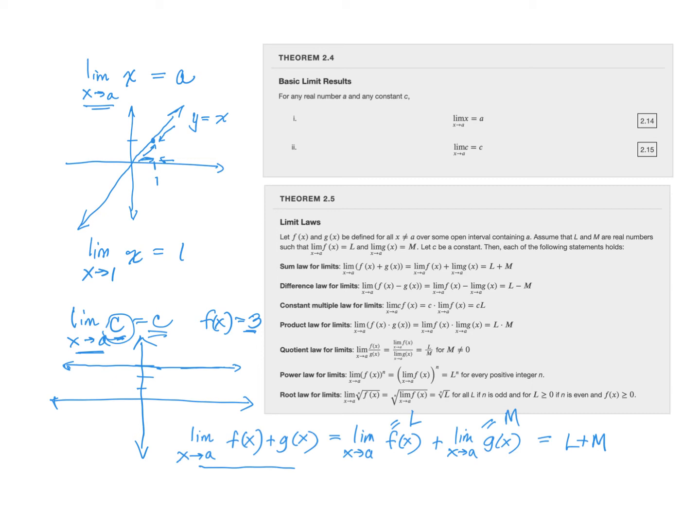Something to note is that with the quotient law for limits, the limit of the denominator cannot be equal to 0, because we can't have a 0 in the denominator. Other than that, you're probably wondering how we'll use these limit laws. So stand by and I'll cover a few examples for you.